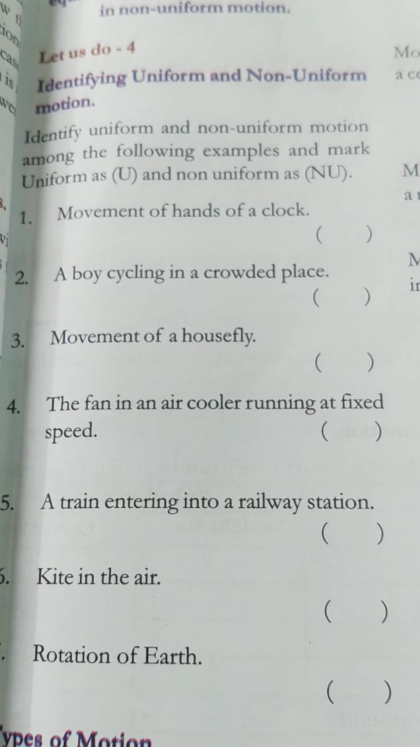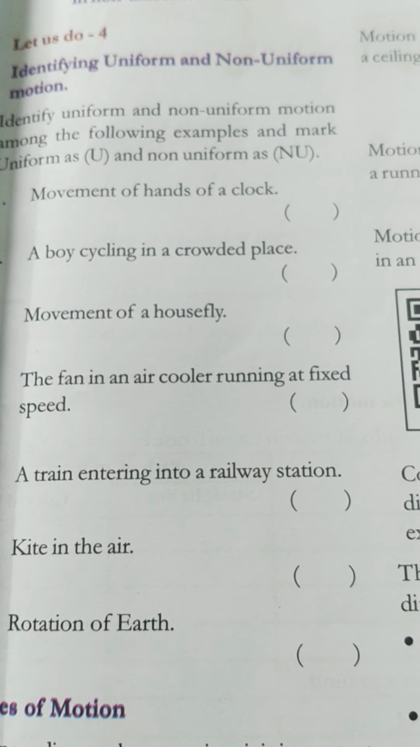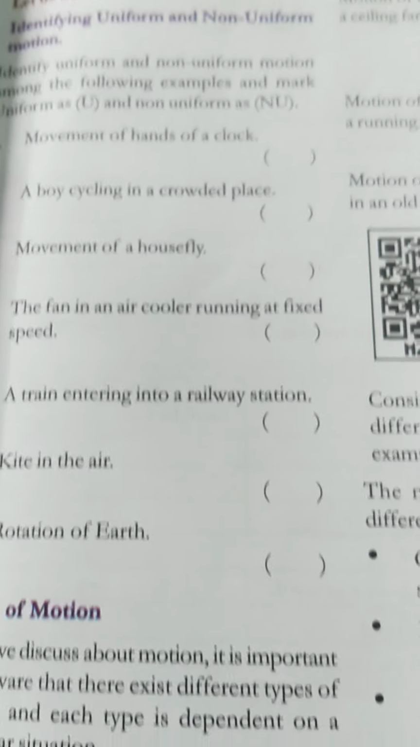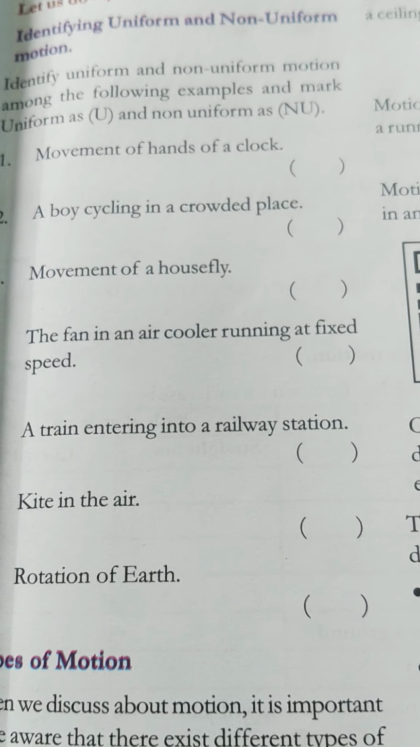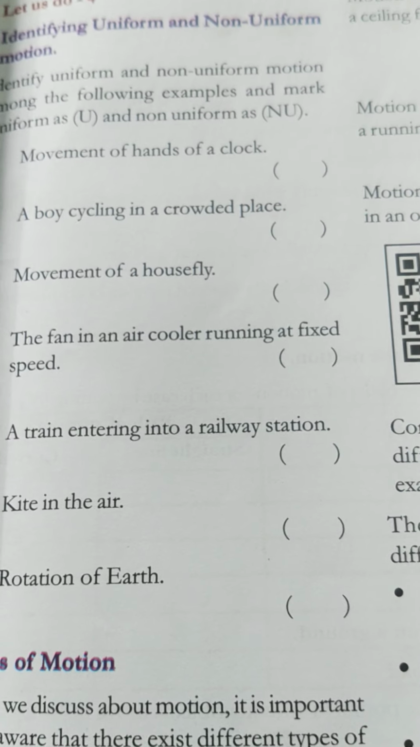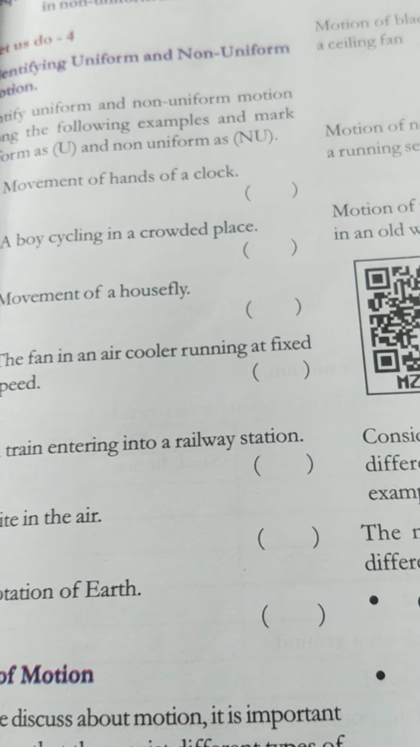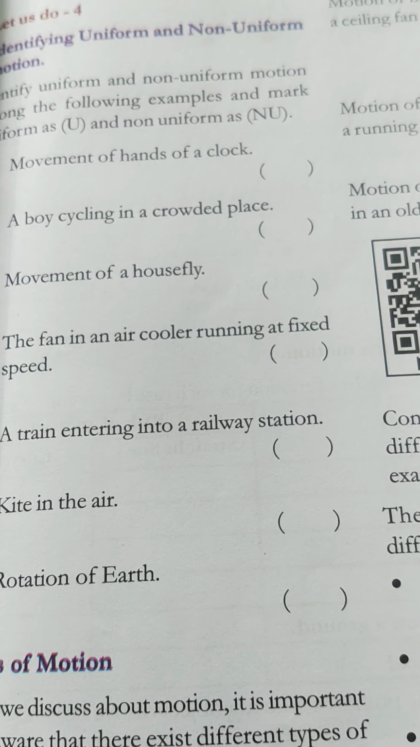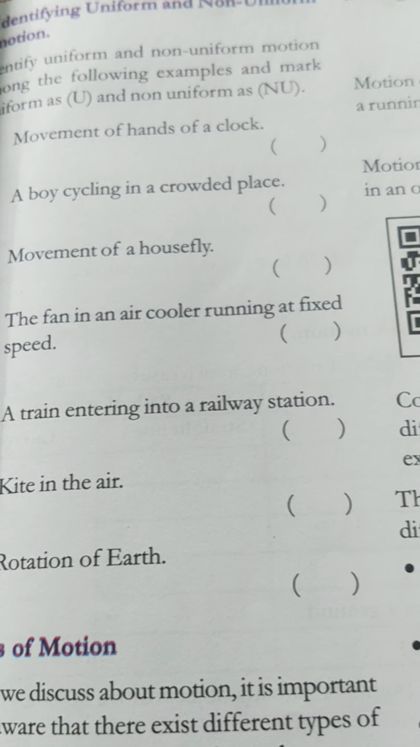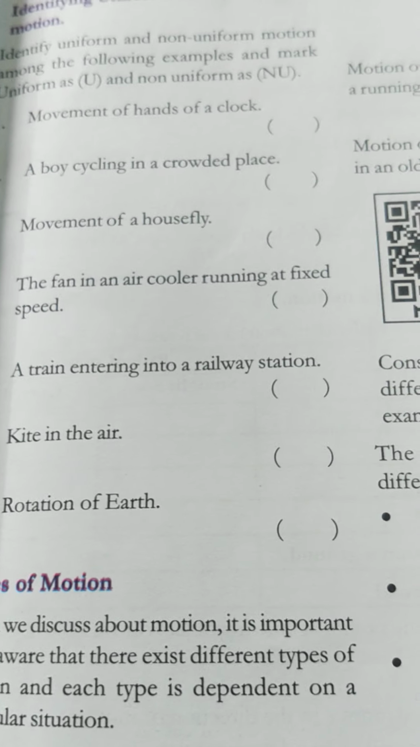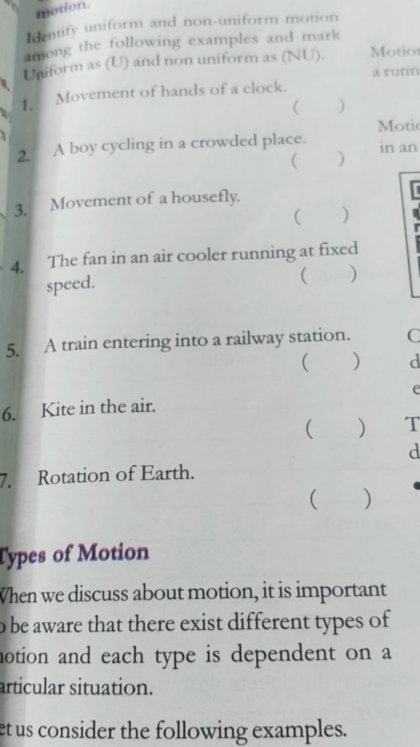Movement of the hands of a clock, you know already, it is uniform motion. A boy cycling in a crowded place, you know that the bicycle moves at irregular intervals, so it is non-uniform motion. Movement of a housefly. How does a housefly move? Not in equal intervals of time, so that is non-uniform motion. And a fan in an air cooler running at a fixed speed is called uniform motion. A train entering a railway station at equal distances is also uniform motion.